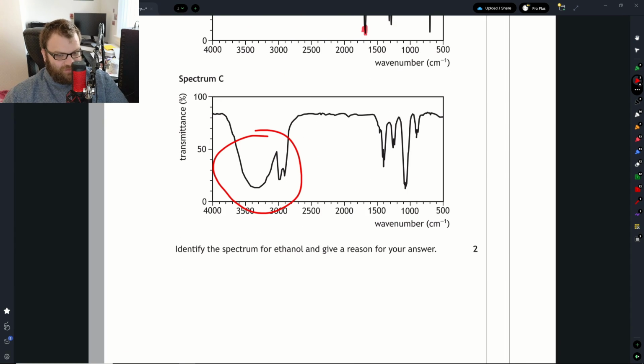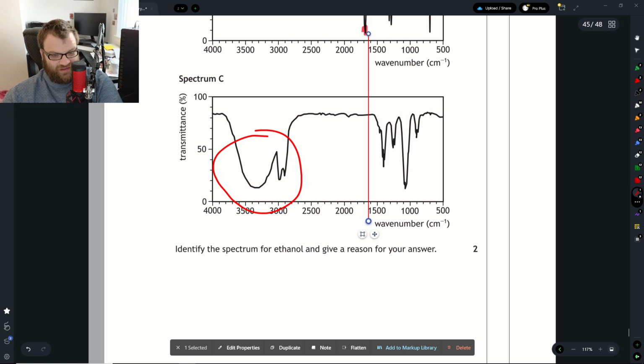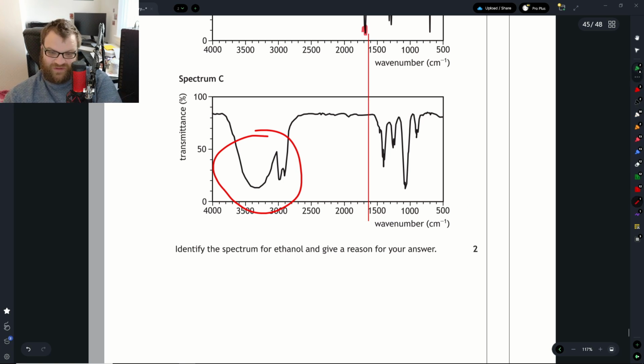In C, we have a peak up at this over 3000 range. We do not have a C double bond O, which would be from our 1700. No peak there. That's our kind of explanation that out of the three, the most likely one to be ethanol would be C. It's got ranges which are up in this OH groups, and it also does not have a carbon oxygen double bond. So our answer would be then C.